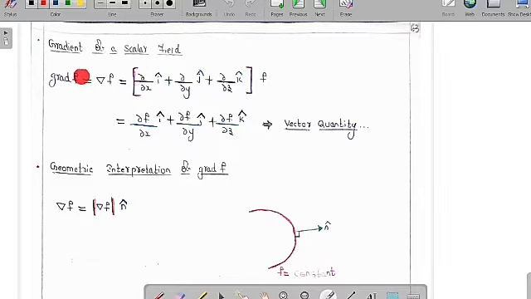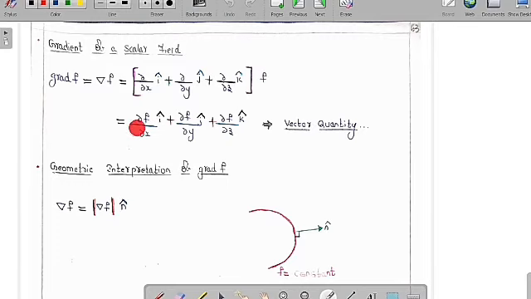So the gradient of f is basically a scalar field or scalar function. Therefore we can write it simply as del f. As del is a vector quantity which has dou by dou x i cap plus dou by dou y j cap plus dou by dou z k cap, into f. So you have to multiply f with each and every quantity.